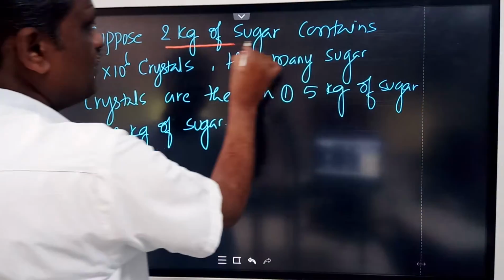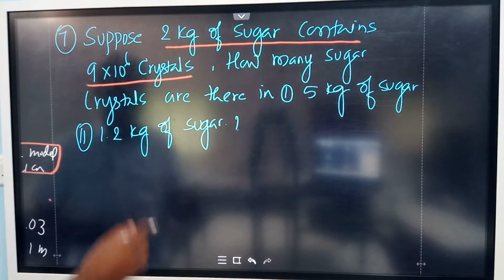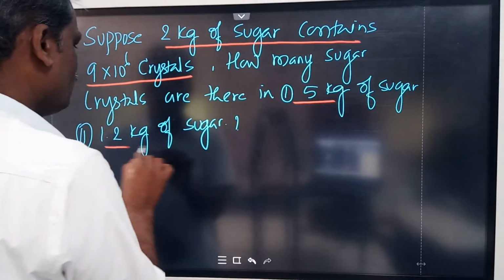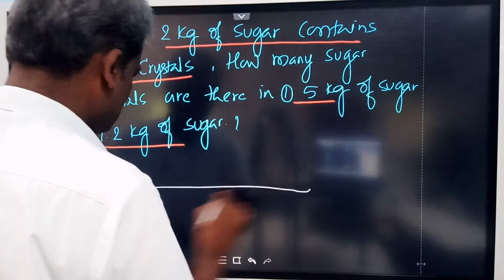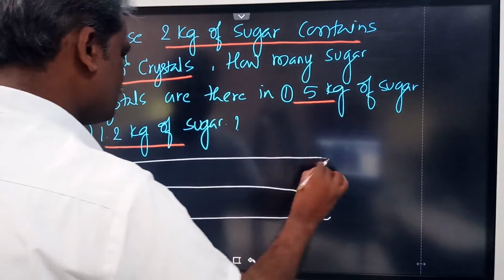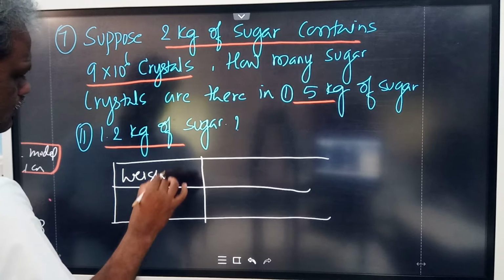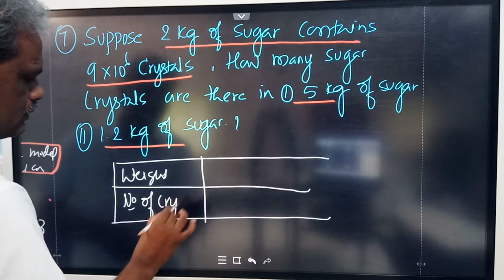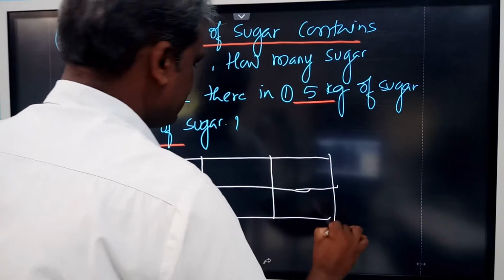Suppose 2 kg of sugar contains 9 into 10 to the power 6 crystals. How many sugar crystals are there in 5 kg of sugar and in 1.25 kg of sugar? So you can draw a table here. First one here, weight, and then number of crystals.